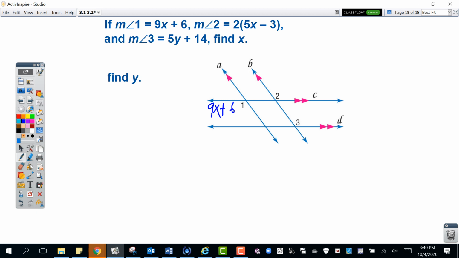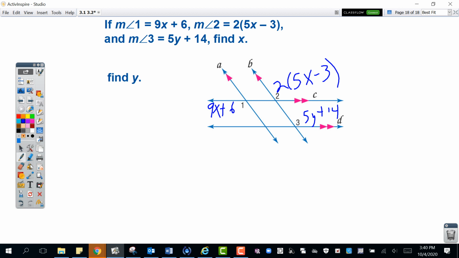For the measure of angle 2, they have 2 parentheses 5x minus 3. And then the measure of angle 3 is 5y plus 14. I want you to notice that we have x's in angle 1 and angle 2, but then we have y's in angle 3. So I want to deal with my x's first so I can solve for that, and then that'll help me get to my y, because we can't really do anything if we have an x equal to a y unless you have two equations, which would be harder.